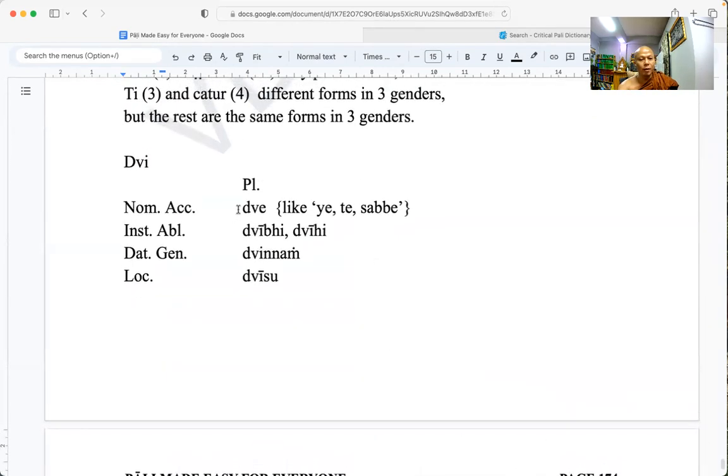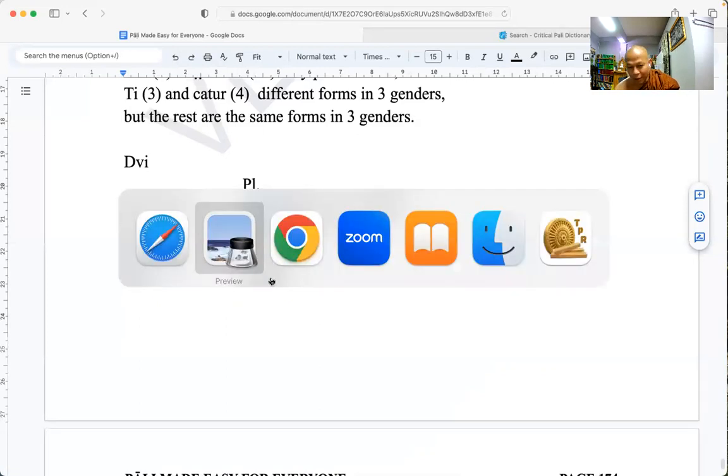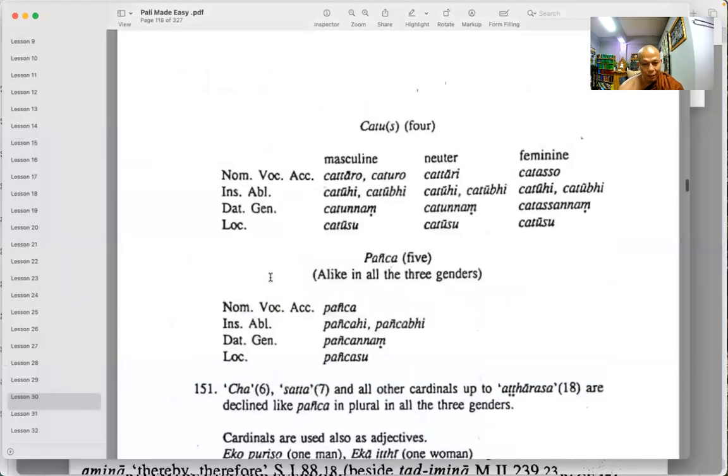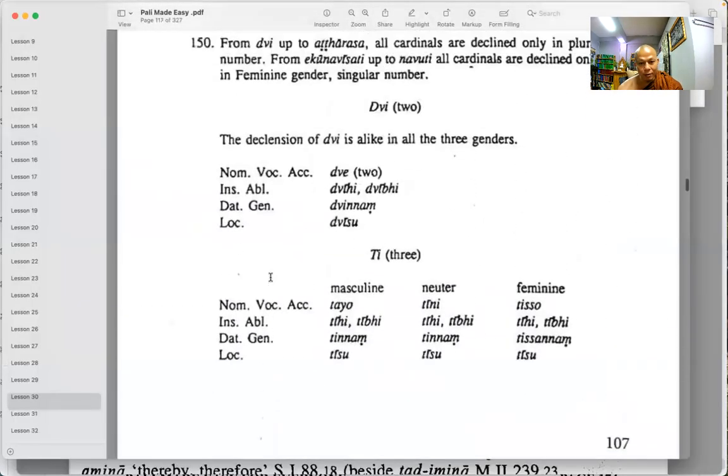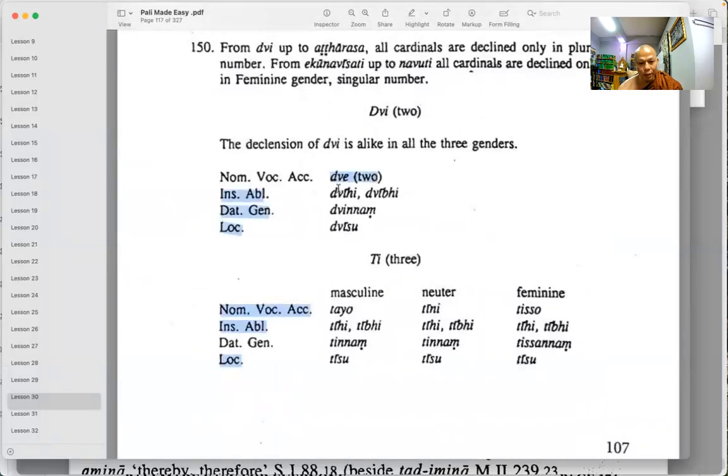So even though dwi is the same as banja, it is a different group, considered as a pronoun group. That is why here dwi, in this way, R is changed to E, is changed to A, or something like that. So that information here, you see, dwi, and then dwi hi, dwi bi, and then dwi na, dwi su. So in three genders, the same form. Okay.